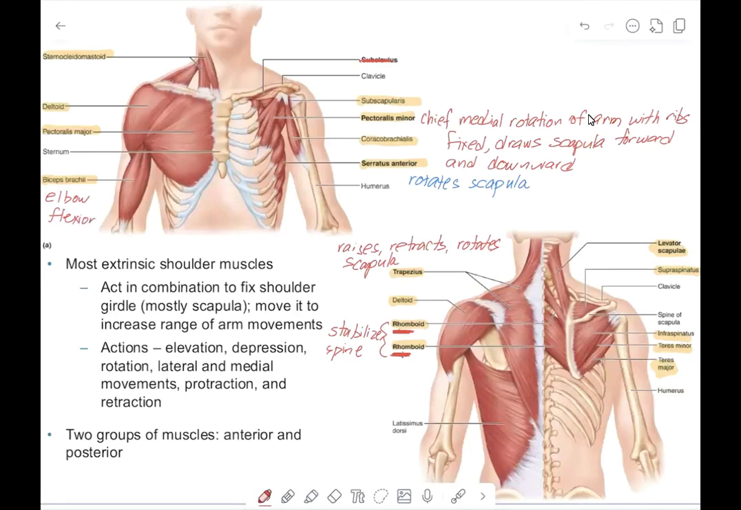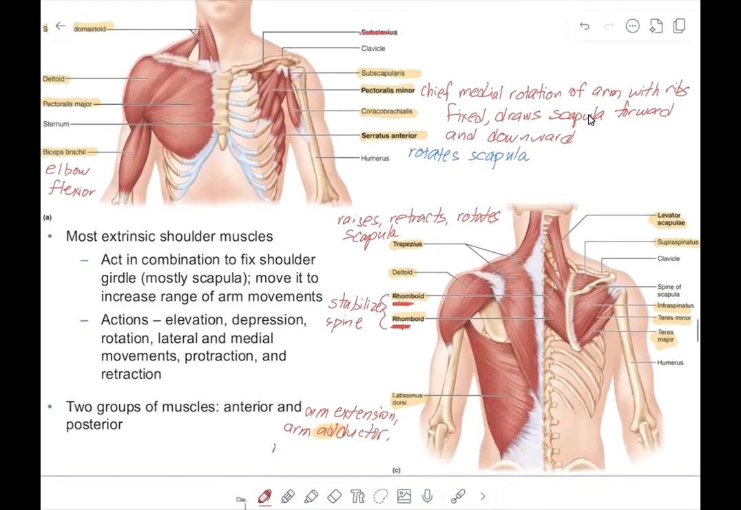The latissimus dorsi, which is a giant muscle, a lot of times is referred to as the swimmer's muscle, and it's responsible for arm extension. It's an arm adductor, not abductor. It's an arm adductor because it's located more medially, and it's also going to be responsible for rotation of the arm at the shoulder.